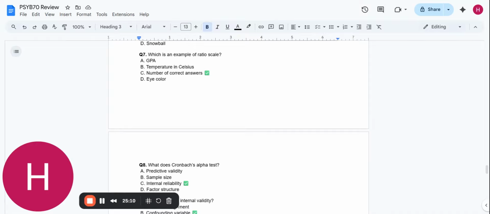Question number 7 asks, which is an example of a ratio scale? Which is number C, number of correct answers. The ratio scale is the one that has a true zero and equal intervals, so you can say something like twice as many. GPA doesn't have a true zero, the zero means nothing. Temperature in Celsius, zero isn't the absence of temperature, so we can't choose this one. And eye color is a categorical value. So the right answer is number C.